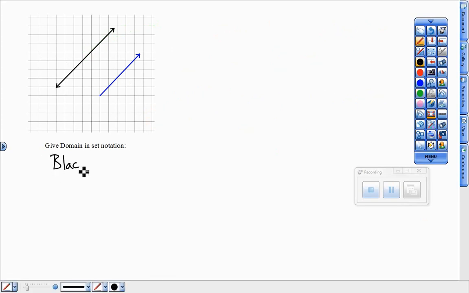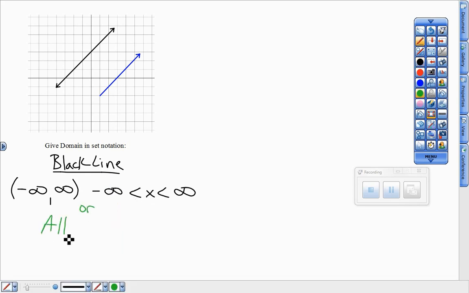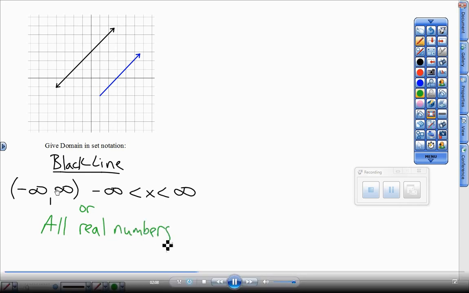Alright, this one. I want the domain of the black line, and then I'm going to have you do the domain of this close-ended blue line. So the black line measured from left to right in interval notation would be from negative infinity to positive infinity. Set notation would be negative infinity less than x less than positive infinity. I want you to write this answer as all real numbers. All real numbers. Because that's the same as writing it all fancy like this. Every number from negative infinity to infinity, all real numbers.